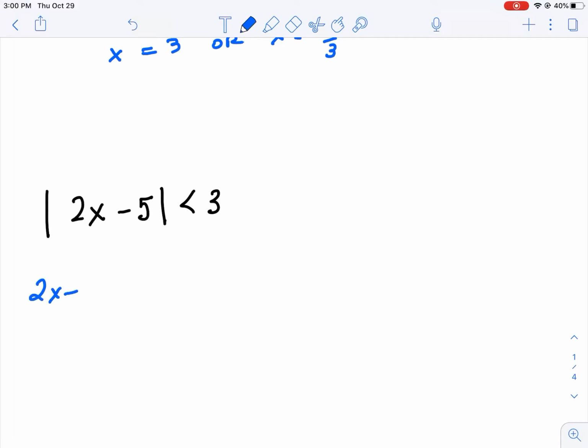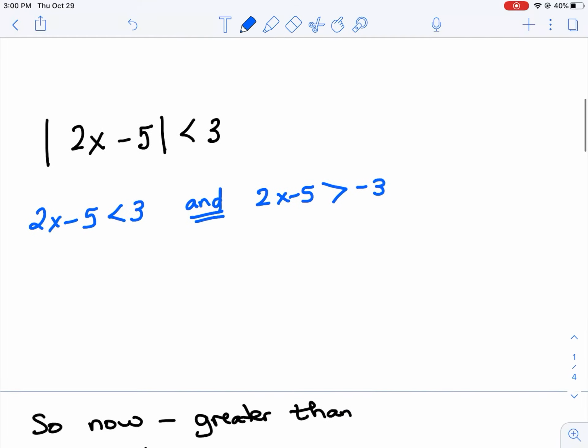So we say either 2x minus 5 is less than 3, and if you watch the other video, this is and, less than is and. So then I'm going to say 2x minus 5 is greater than negative 3. You not only switch the 3 to negative, but you switch the inequality. And now you go ahead and solve this. We'll add 5, so 2x is less than 8, so x is less than 4, and add 5, I get 2x is greater than 2, or x is greater than 1.